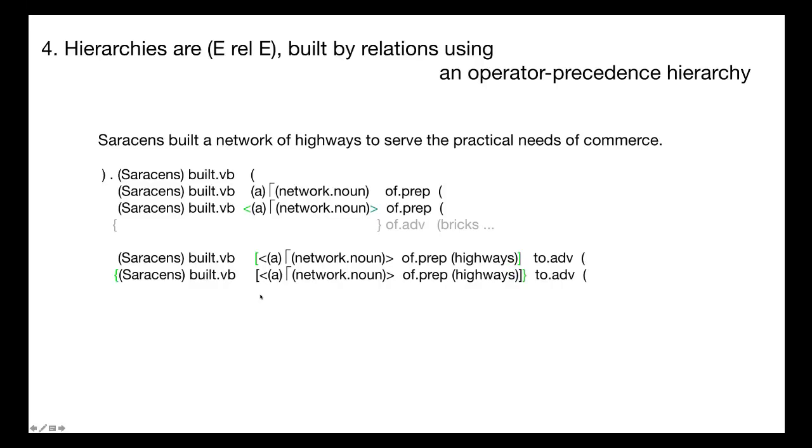So you built a network of highways, and now it does it again. And you get Saracens build a network of highways. Why? Well, to serve the practical needs of commerce, and you do more parsing. Now, if it had been, they built a network of highways to nowhere, this would be a preposition. You would build highways to nowhere. Well, to wouldn't, down here would someplace. And so you would not be doing this. So that's another fork that you could take. But in the present situation, it's this one.